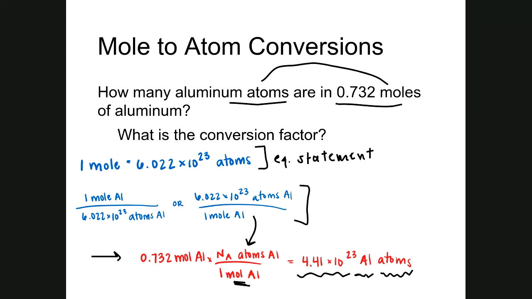So even though in this particular example, we went from moles to atoms, we can just as easily go from atoms to moles. We would just divide by Avogadro's number instead there.